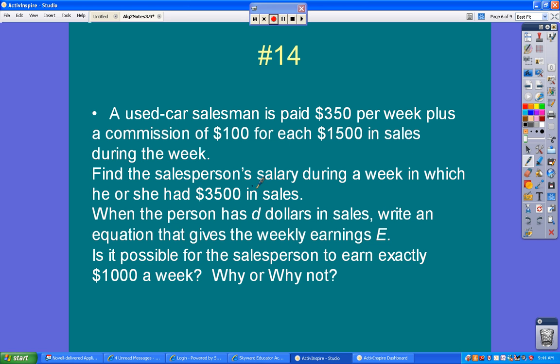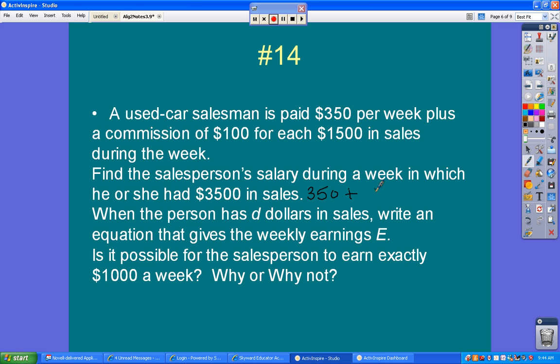So they want to find the salesperson's salary during a week, so it's 1 week, in which he or she has $3,500 in sales. So what are we going to do? Well, it's going to be 1 week, so you definitely get the $350. Then you need to figure out what their commission is. Well, every $1,500 is $100. So plus, what are we going to do?